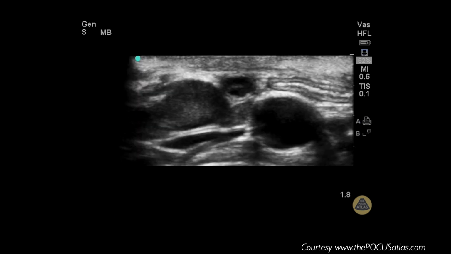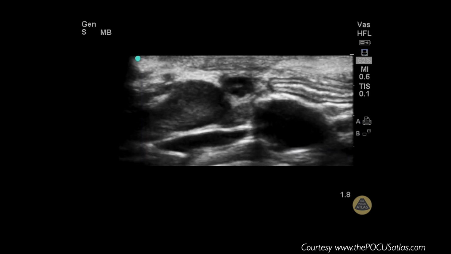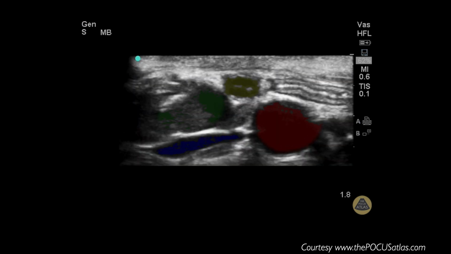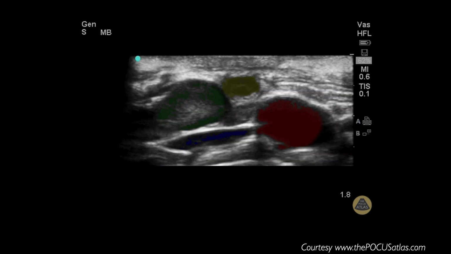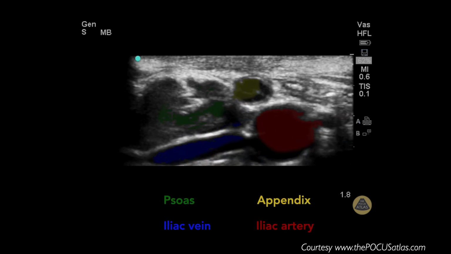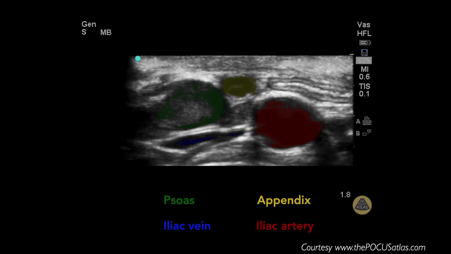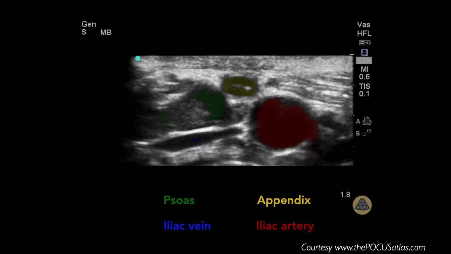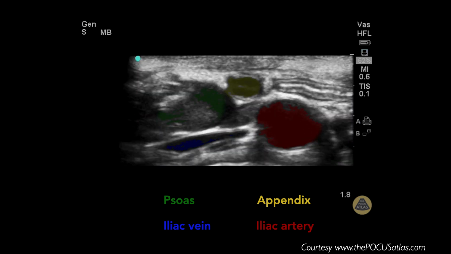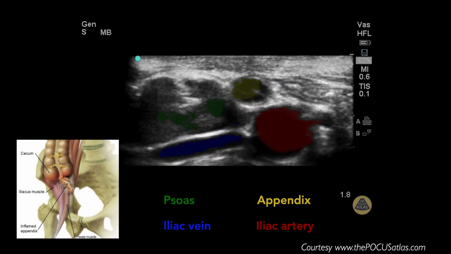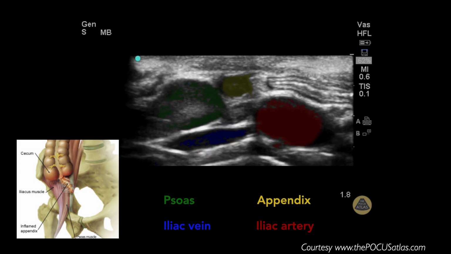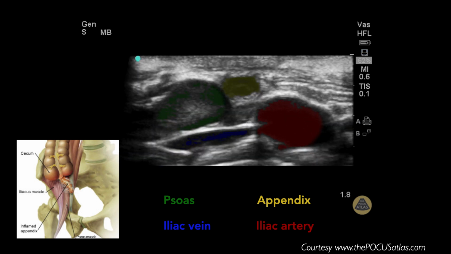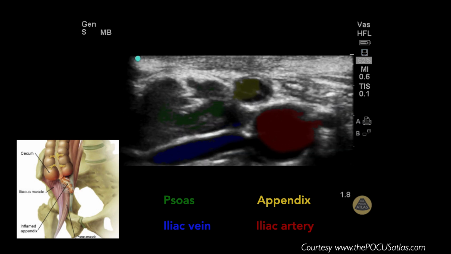So when you put the probe on the patient, you'll probably see an image similar to this. You'll be able to notice the psoas muscle, the iliac vein, the iliac artery, and the appendix. As you can see in this image, the appendix is traversing next to the psoas muscle, which you can see in the anatomy illustration on the left.